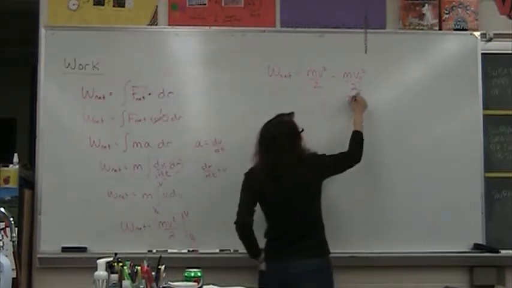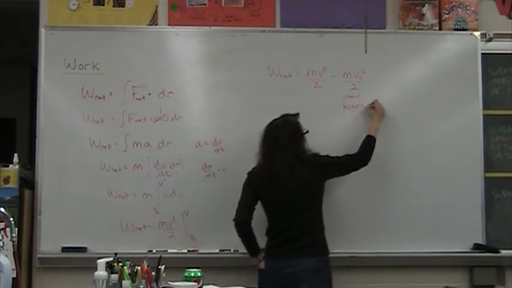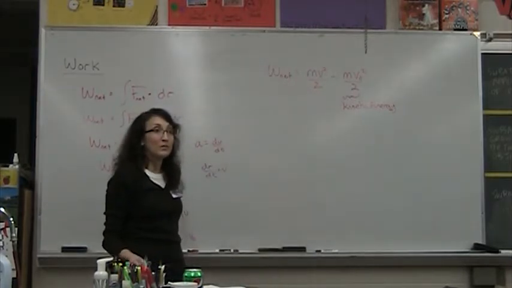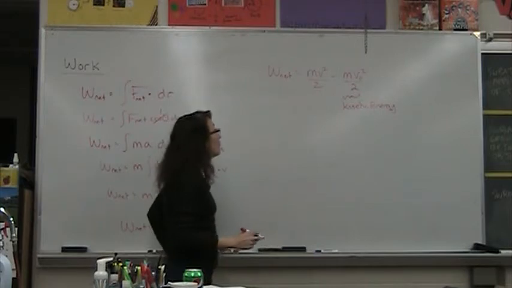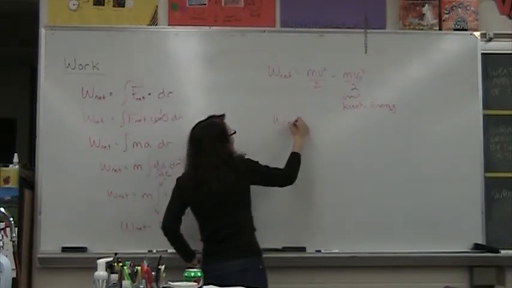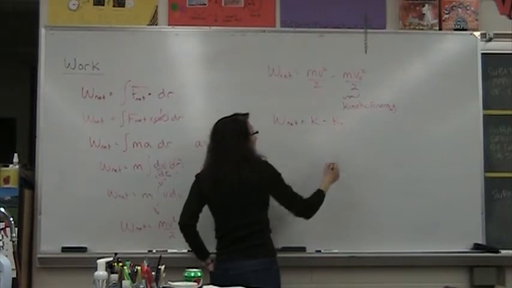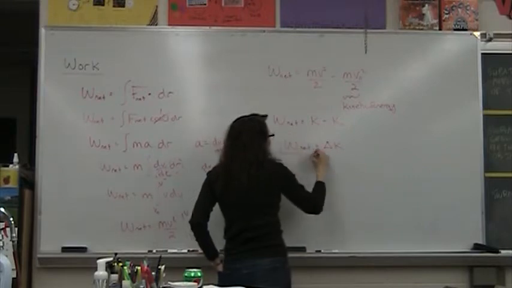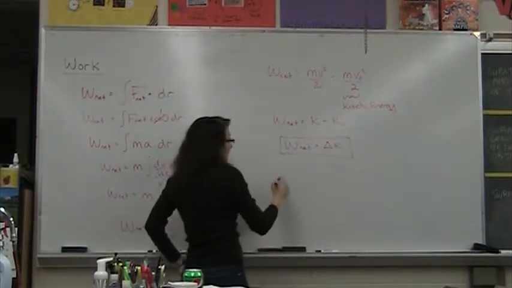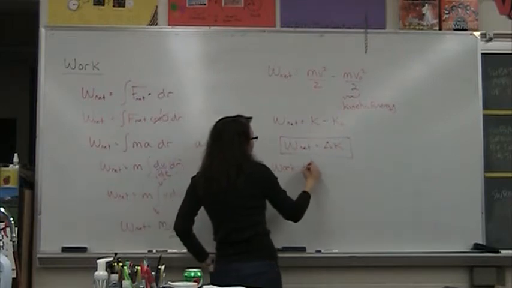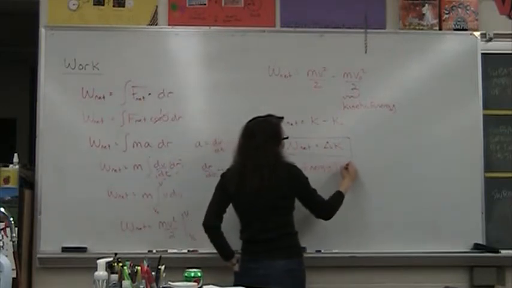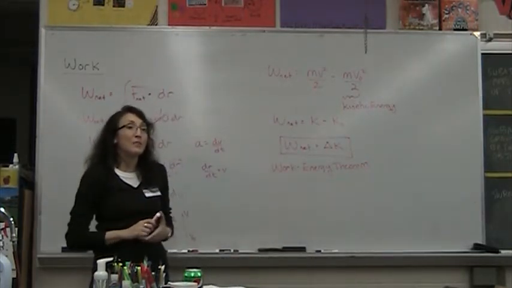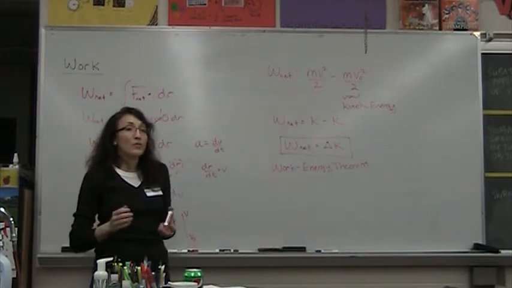This is what we've decided to call kinetic energy, the energy due to motion, the energy due to the fact that the object has mass and velocity. So we could say work net is K final minus K initial, or, finally, work net equals delta K. And that is, of course, our work energy theorem.